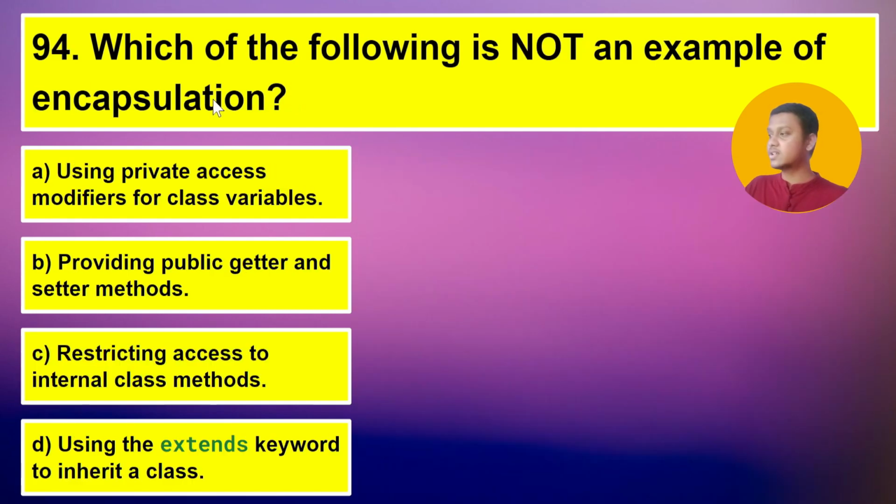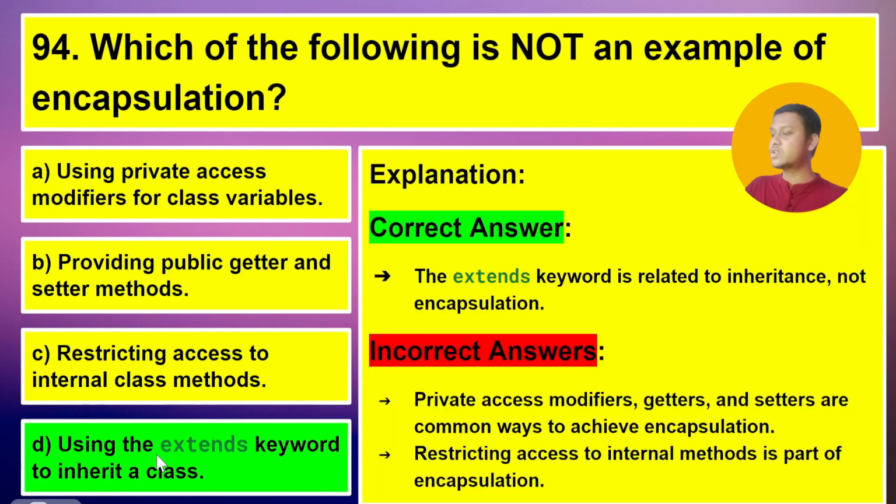Our next question is, which of the following is not an example of encapsulation? Using private access modifiers for class variables, providing public getter and setter methods, restricting access to internal class methods, using the extends keyword to inherit a class. So here the correct answer is option D.